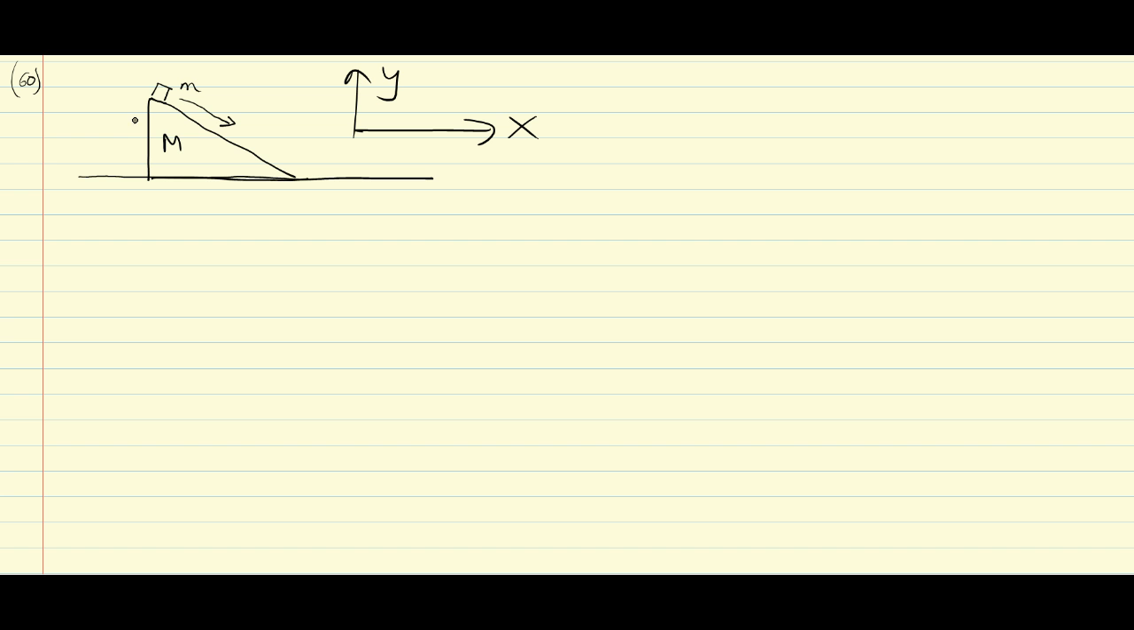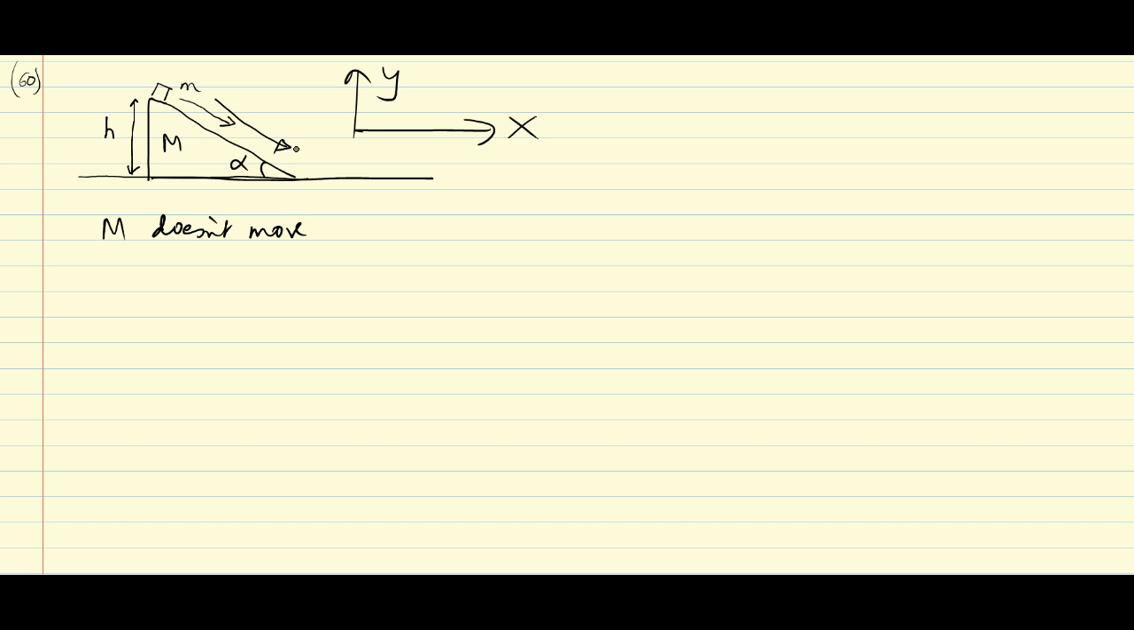Now let's put in some data. The question states that this distance, the height, is equal to h, and also this angle is equal to alpha. Now just suppose that capital M doesn't move and small m moves in this direction. This is not the case, but just as a step towards the solution, assume that capital M doesn't move.